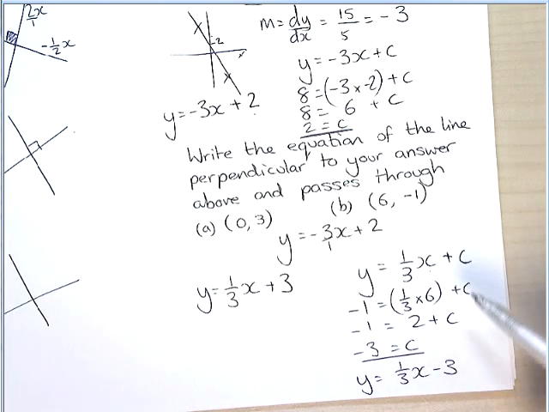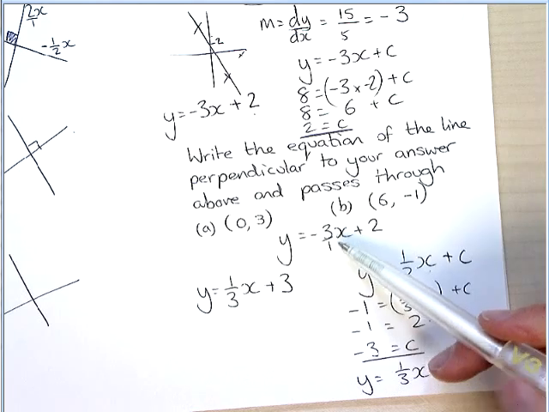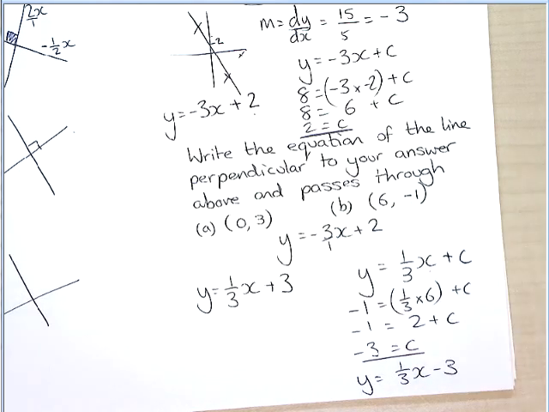And this is the same for the parallel graphs. Obviously parallel, you keep the gradient the same. Perpendicular, you reciprocate it and change the direction. And that's it. That's the highest standard of straight line graphs.